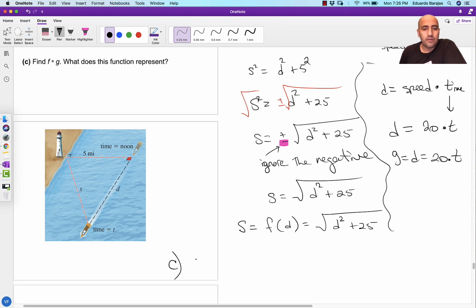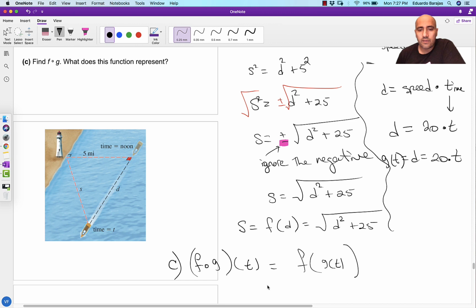So part C is that f composed with g is going to be equal to, let's pause for a second there and see what the variable is. This is equal to f evaluated at g of t. I should have clarified that over here. This is g of t, which is the d. So you plug in a t, and the output is going to be some distance d, and then that d is the one that goes there.